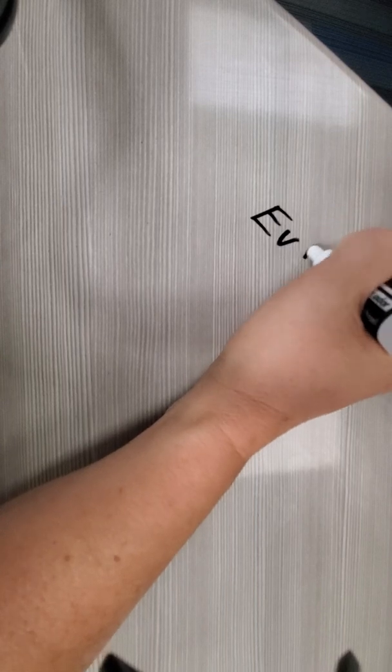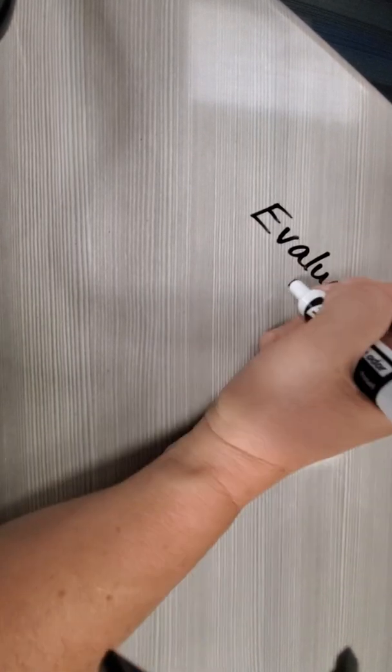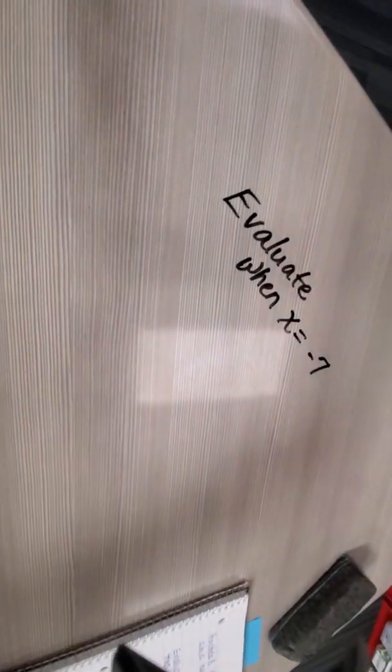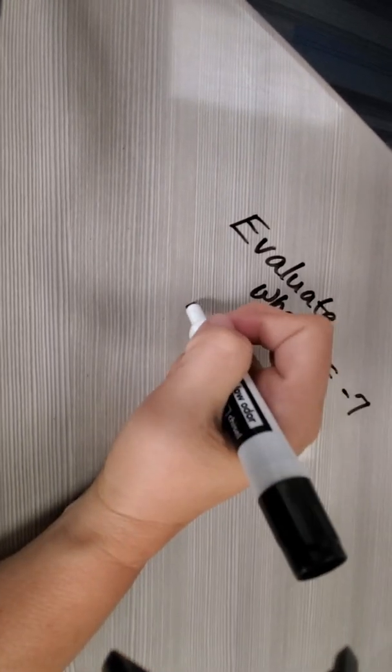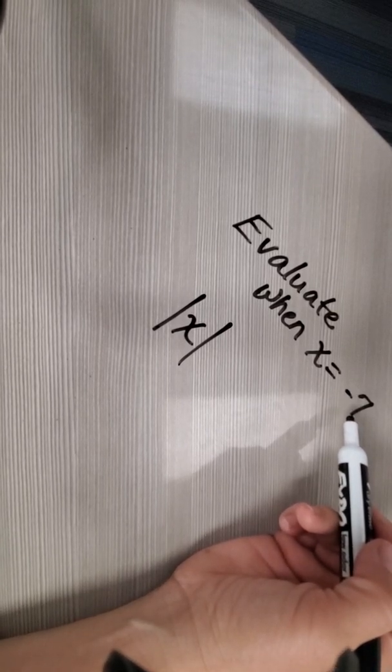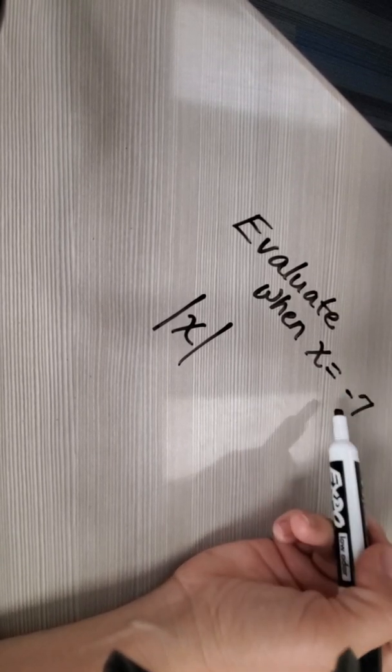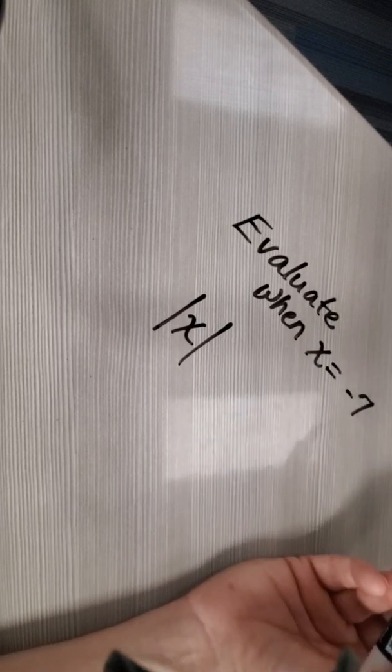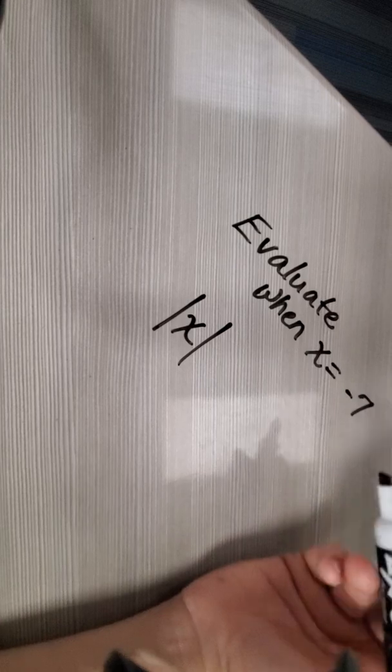All right, I'm going to back up and talk about how to evaluate. That is a directional word on what to do. If you evaluate when x equals negative 7, I'm going to give you an expression. An expression means it doesn't have an equal sign. I'm going to give you an expression like the absolute value of x. And what you're going to do here is substitute in this number for the x, and then figure out what it is. And that is evaluating. It's just a fancy name for it.